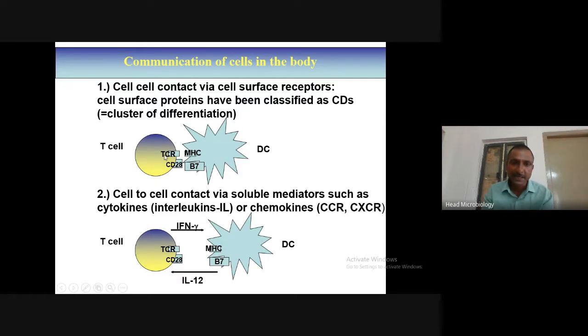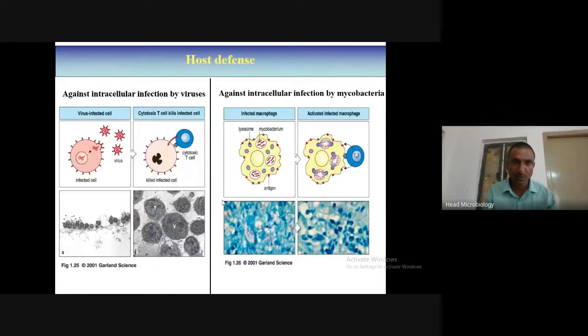CD28 and TCR cells, MHC cells, B7 are bound. But in MHC2, cells make contact via soluble mediators such as cytokines, interleukins, or chemokines. CCR and CXCR complexes play a very important role in the MHC complex 2.